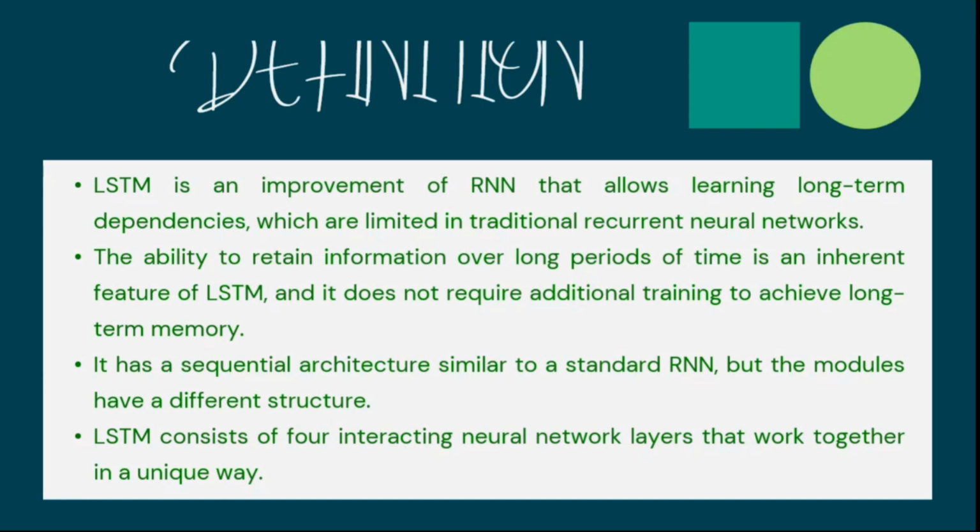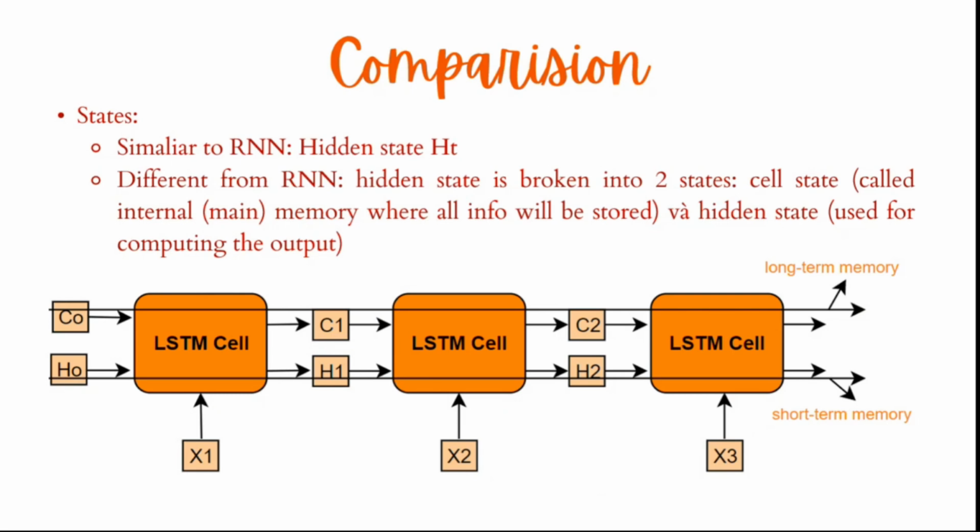So, how is LSTM different from RNN? The state in an LSTM module includes the hidden state and the cell state. Similar to an RNN, the hidden state represents the information learned from the previous timestamp and is passed from one timestamp to another. It serves as a form of memory in the LSTM model.